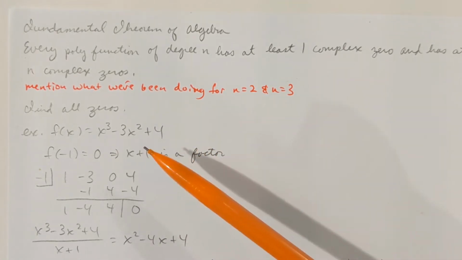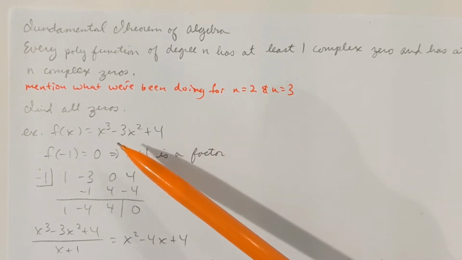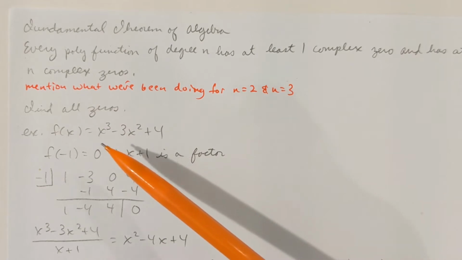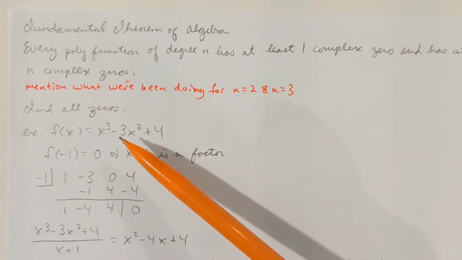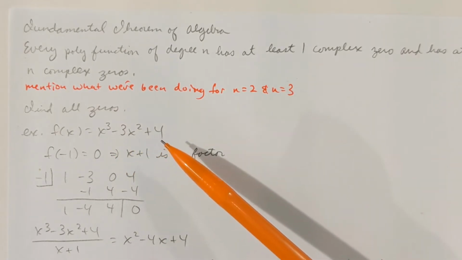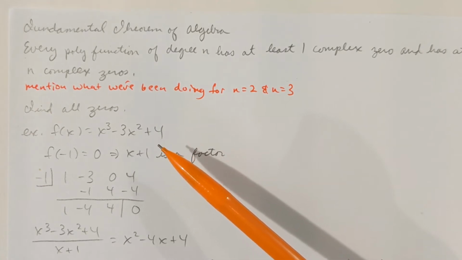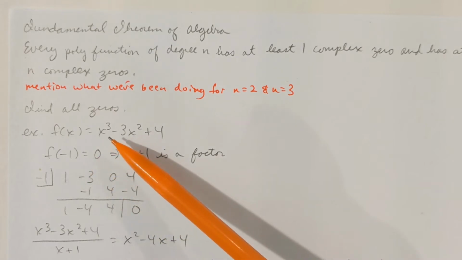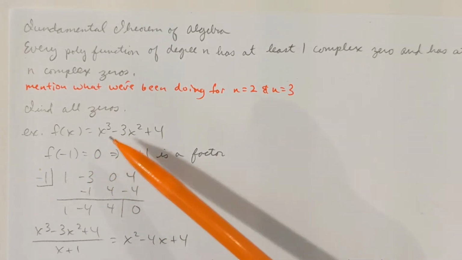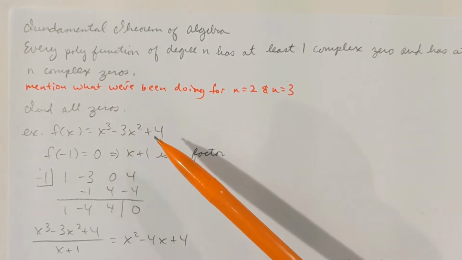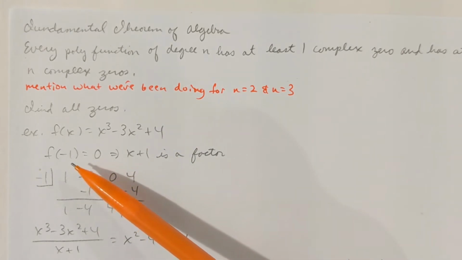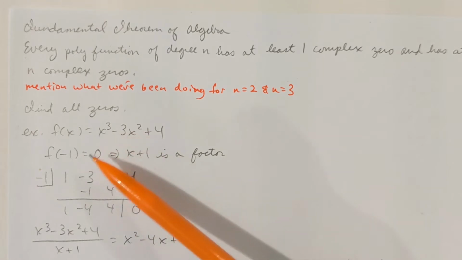0 is not a 0 of f because when I plug in 0, I get 4. 1 is also not a 0 because when I plug in 1, I get 1 minus 3 is negative 2 plus 4 is 2. If we were to use negative 1, though, negative 1 cubed is negative 1, minus 3 is negative 4, plus 4 is 0. And so negative 1 is going to be one of these 3 zeros.